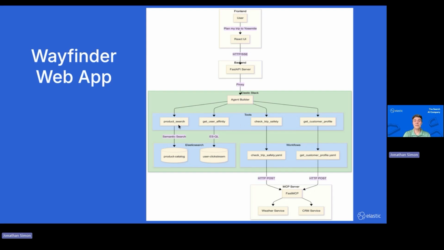And starting over here on this side, you can see the agent builder has a tool called product search that does semantic search against the product catalog. It also has a tool called get user affinity, which does an ESQL query to the user's clickstream. Additionally, it has a tool called check trip safety, and that goes through a workflow that does an HTTP post to an MCP server to get weather information. And finally, the tool that we created, Get Customer Profile, goes through a workflow called Get Customer Profile that does an HTTP post to an external MCP server that queries a CRM service. And all of that creates the trip planner that you just saw.